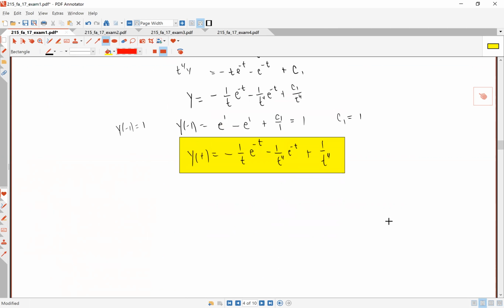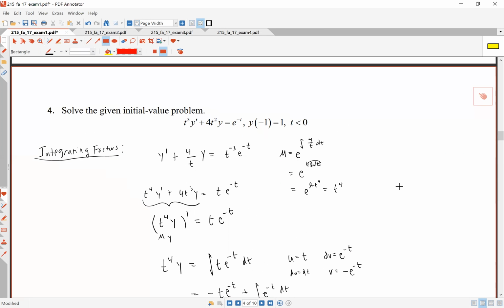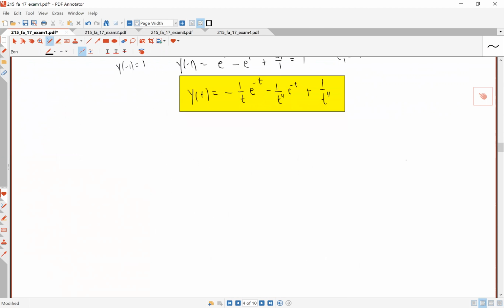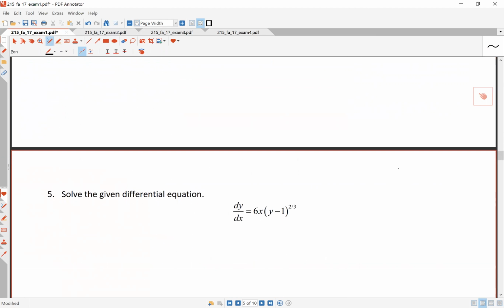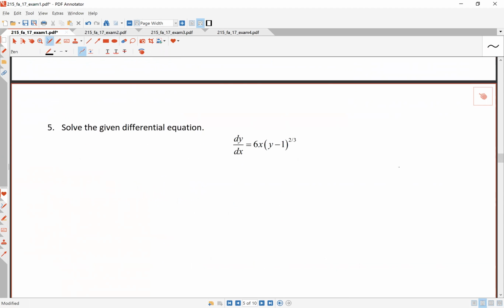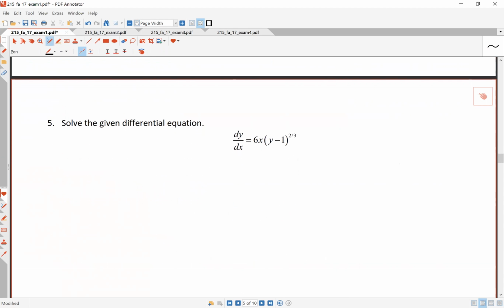Okay, so I need to remind you that this was a linear DE. It had a non-homogeneous term, and it had variable coefficients. They weren't constants. This one is a nonlinear differential equation because the y minus 1 is to the 2/3. So we can't use integrating factors on something like this. So we're kind of stuck with separating our variables.